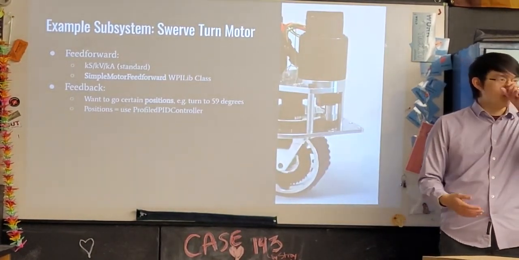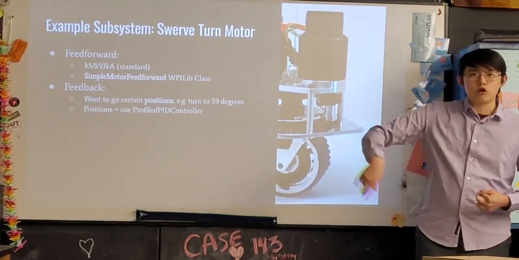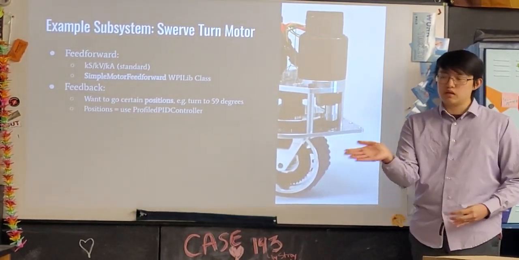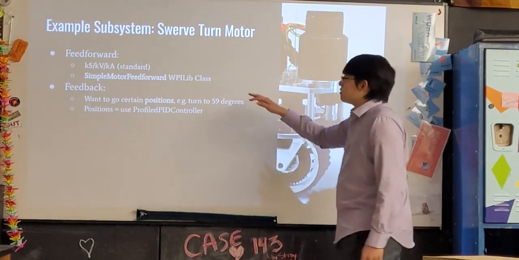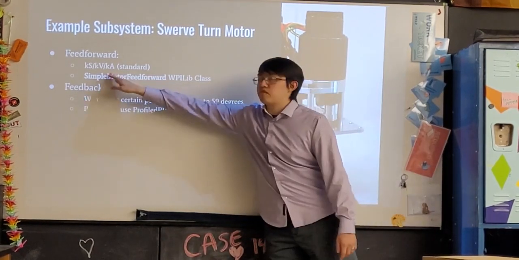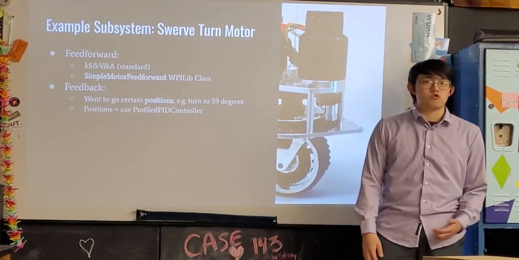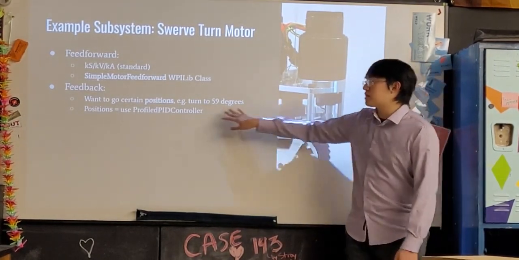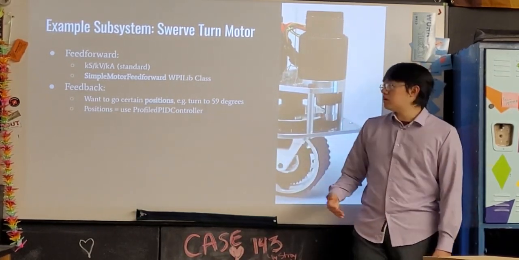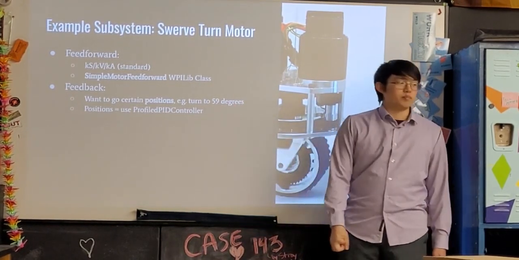On the other hand, the turn motors work differently. For turn motors, you don't say turn at 5 meters per second. You say turn to 45 degrees, and degrees is a position, right? For feed forward, again, it's the same thing. You're not compensating for gravity, so KS, KV, and KA are your standard feed forward constants. Simple motor feed forward, same thing as the drive motor. For feedback, you want to get to certain positions, like turn to 59 degrees exactly, and thus you want to use a profiled PID controller.